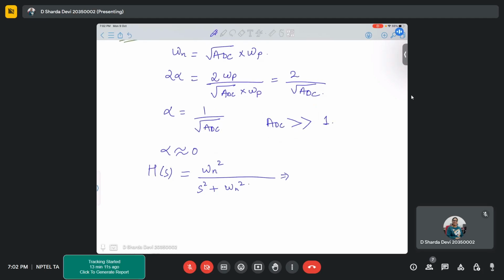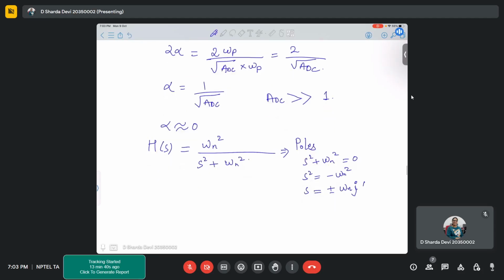So if we see, what are the values of poles? We will have two poles, s square plus omega n square, right? So the poles will be s square plus omega n square equal to 0. So s square is minus omega n square, so s is plus minus omega n j. So these are two imaginary poles.